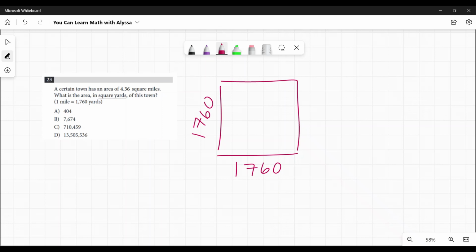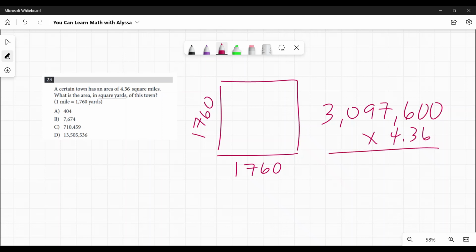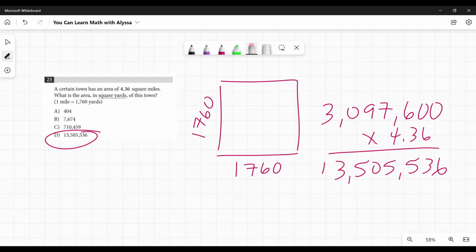This is where our calculator is our friend in making this a lot easier and quicker. So how many square yards are in 1 square mile? We multiply 1,760 by 1,760, and we get 3,097,600. And then we have 4.36 square miles, so we multiply this number times 4.36, and we're going to get 13,505,536, which is D.